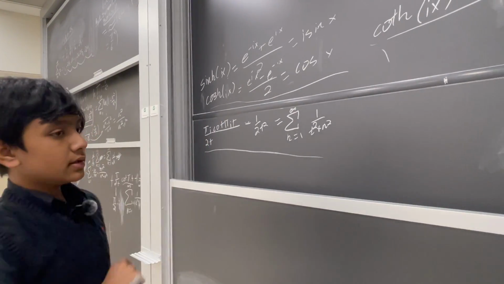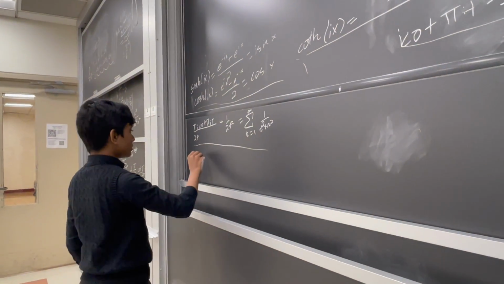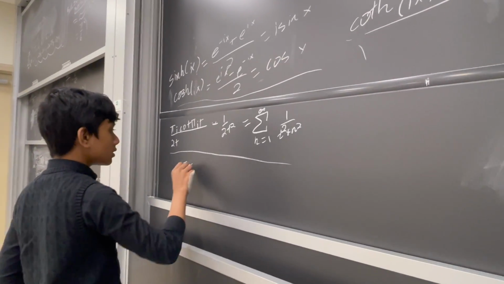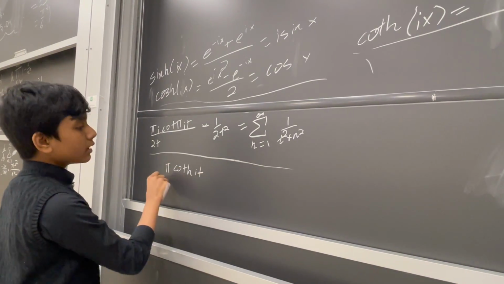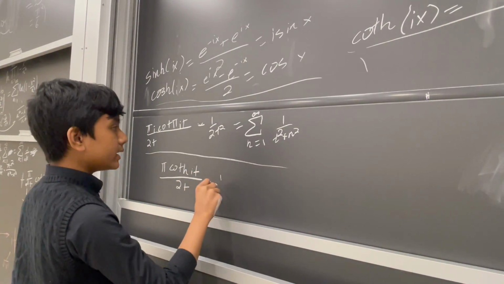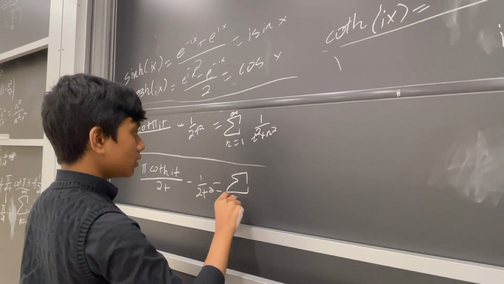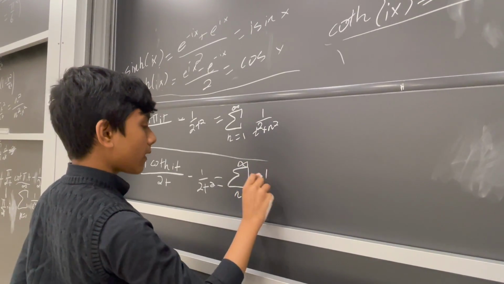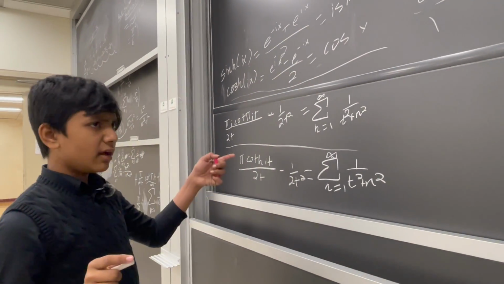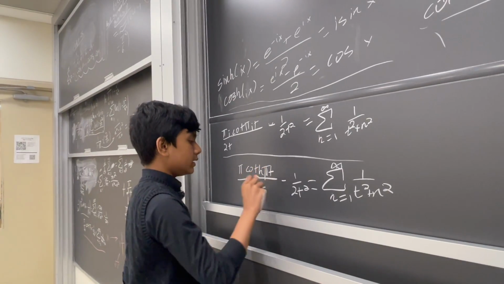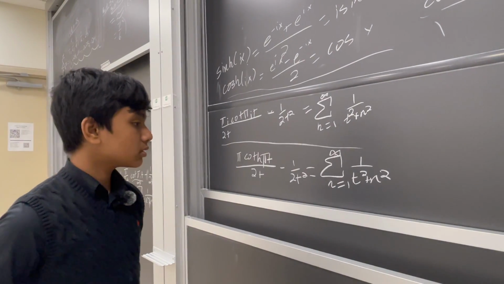Then we're going to plug in our value right over here for cos of pi t. So we get pi cotangent hyperbolic it divided by 2t minus 1 over 2t squared is equal to this. Now, I'm going to keep the long story short. Wait, did I write cos it? I meant to write cos pi t.